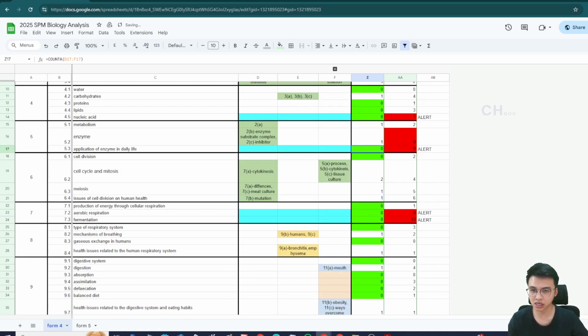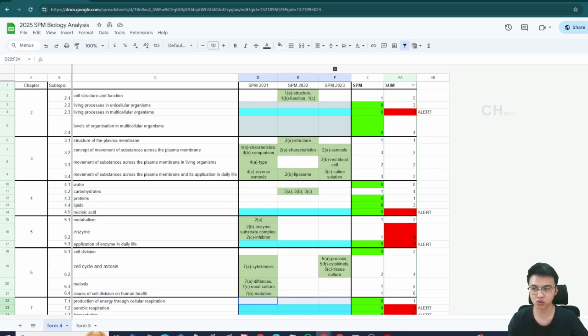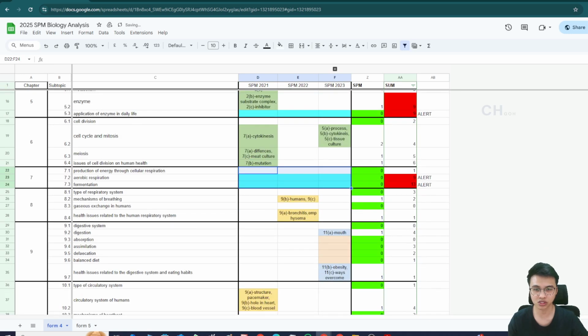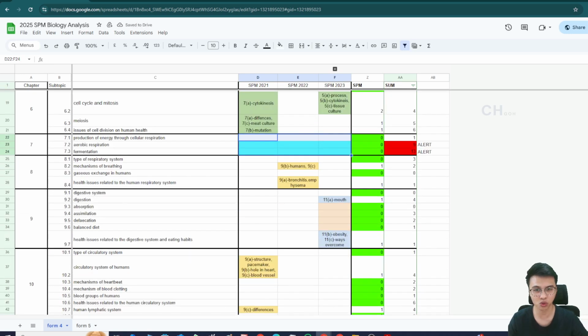Then you can see the respirations. Aerobic respiration and fermentation never came up in your SPM before, but came out 9 and 13 times in your trial papers. Fermentation and aerobic respiration, I think, are going to be important. They never came out in 2021, 2022, or 2023, none of them. So this one is going to be important for chapter 7.